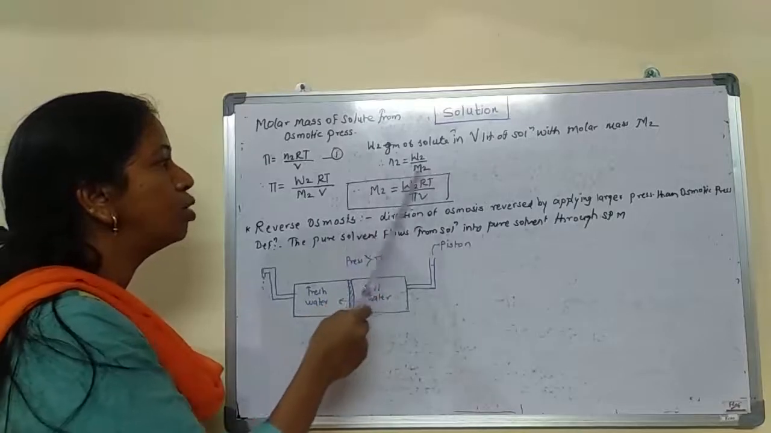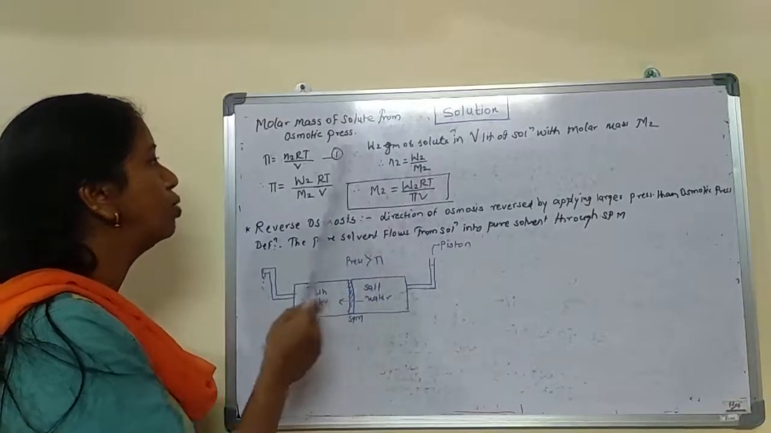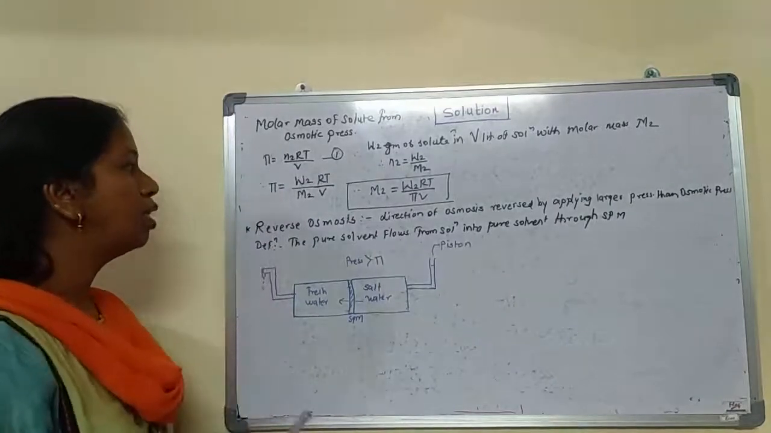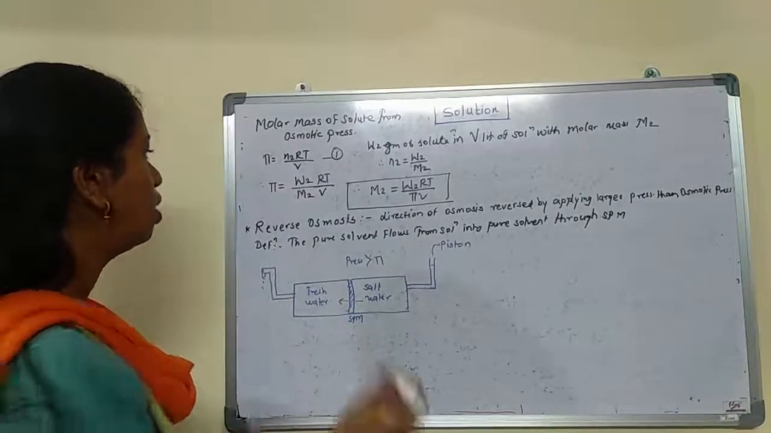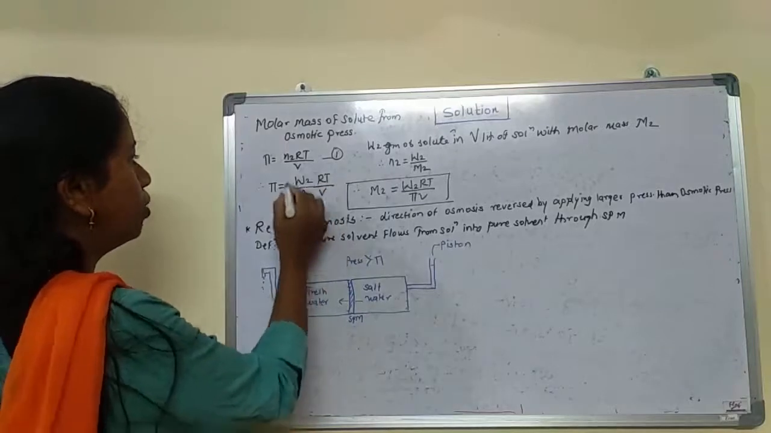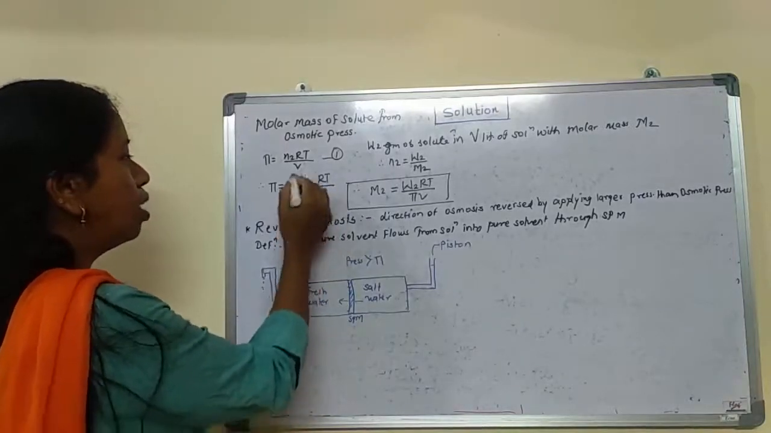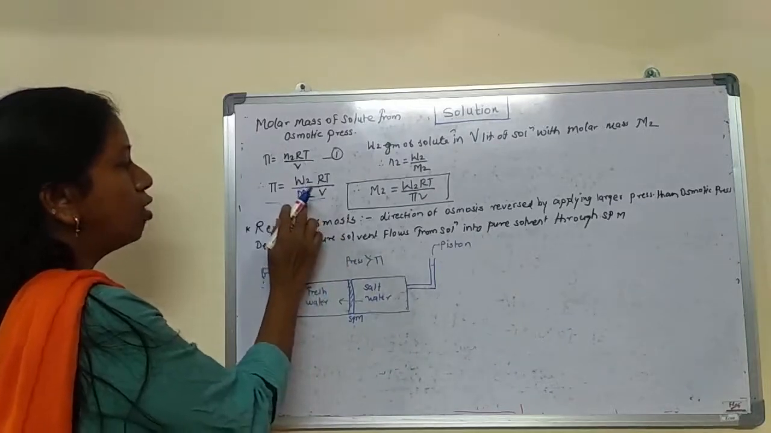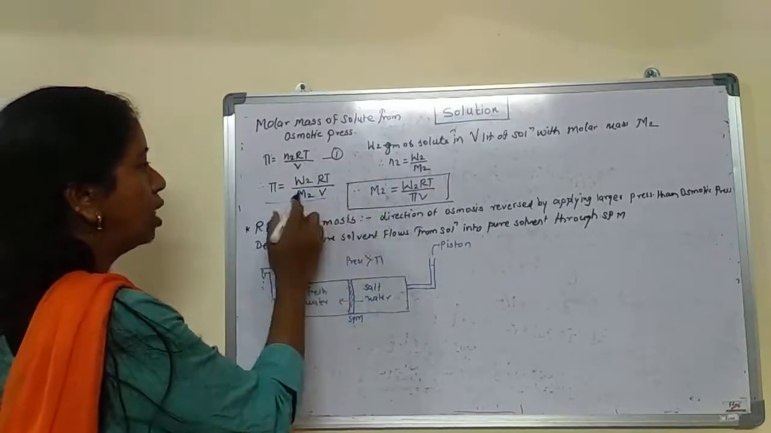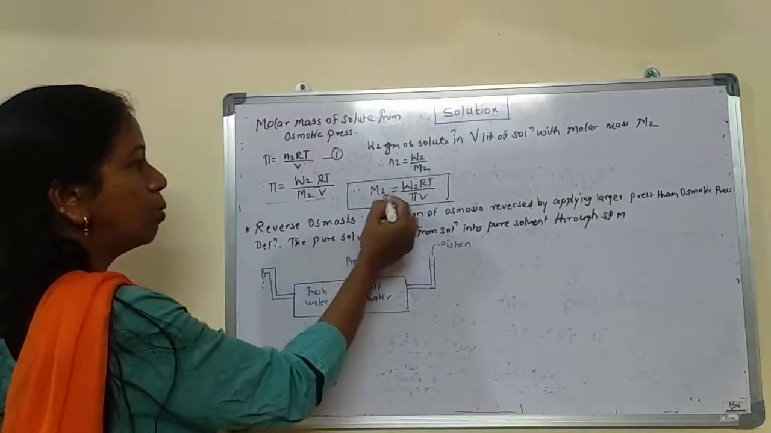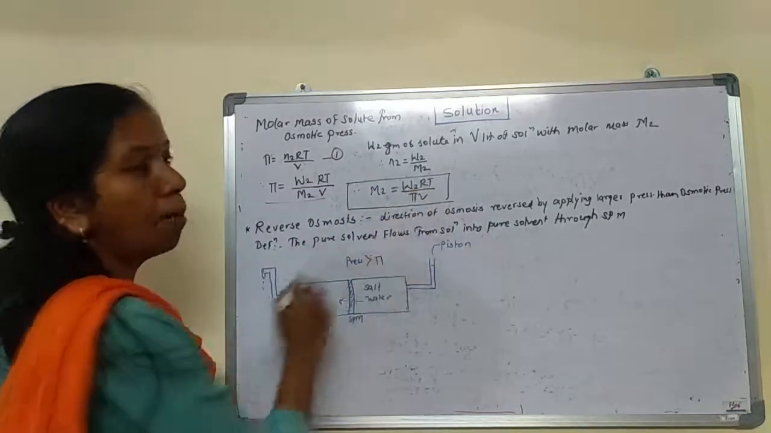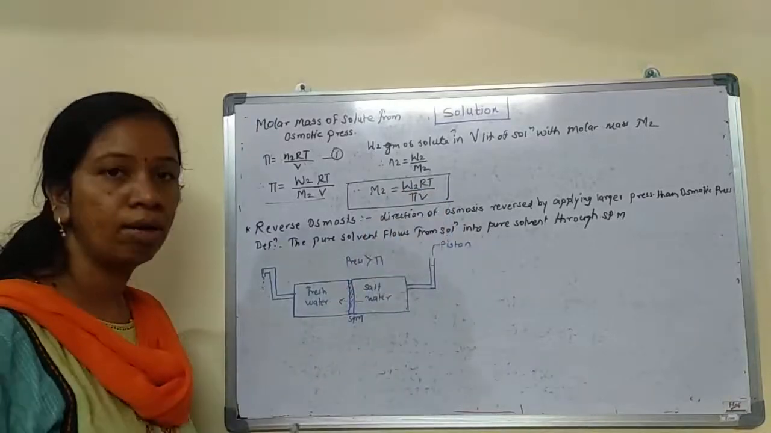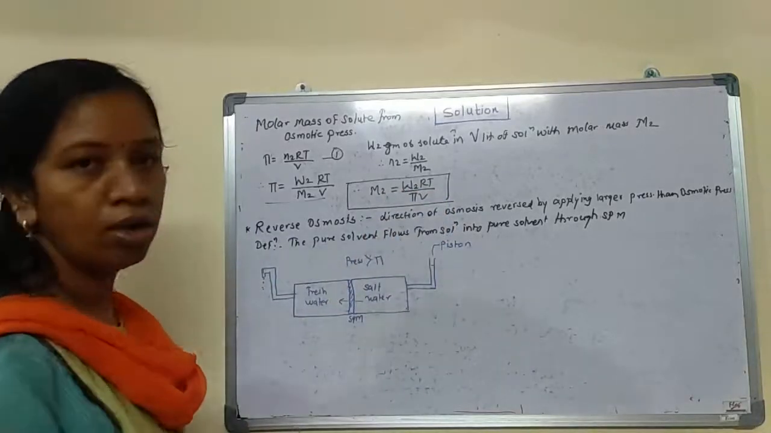We substitute this value into the first equation for n2, and we get pi = W2RT/(M2V). So instead of n2 we write W2/M2. Rearranging this equation for the molar mass, we get M2 = W2RT/(pi V). So from the osmotic pressure we can calculate the molar mass of that particular solute.